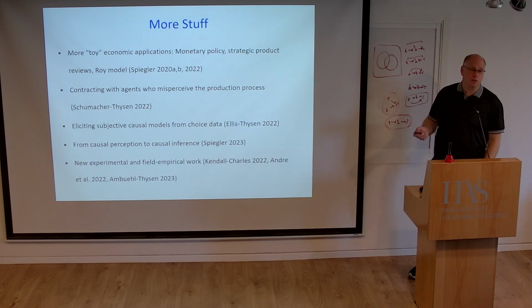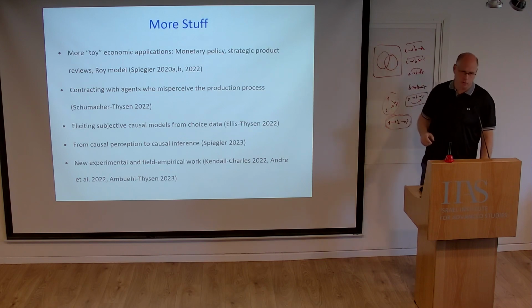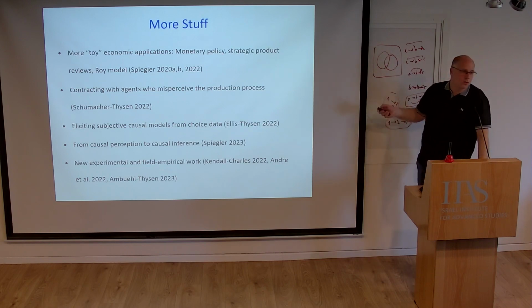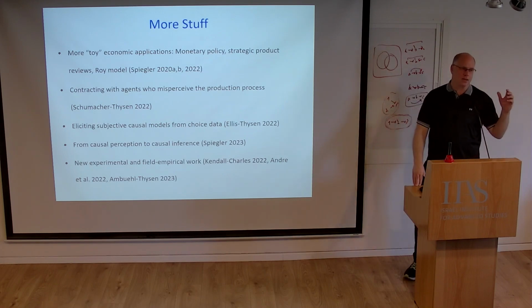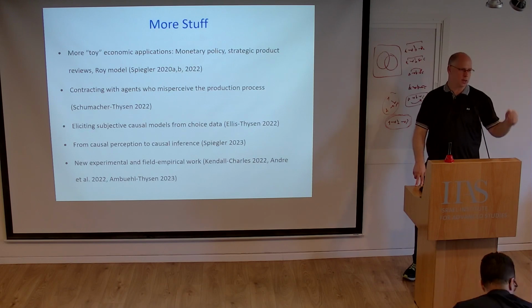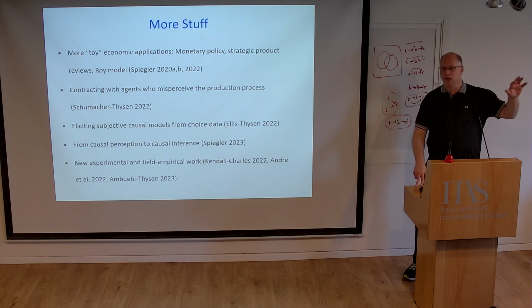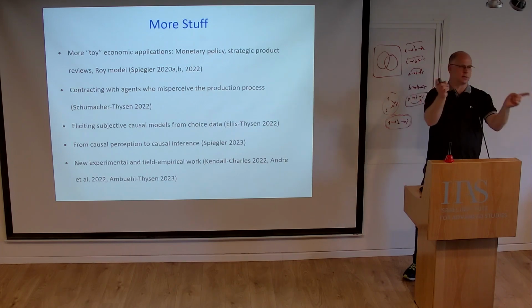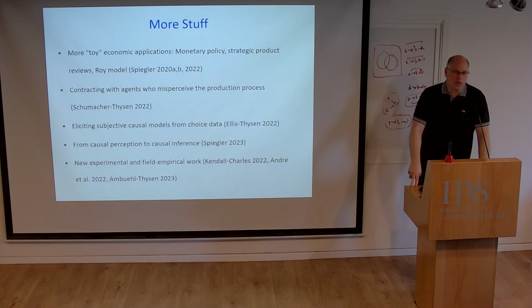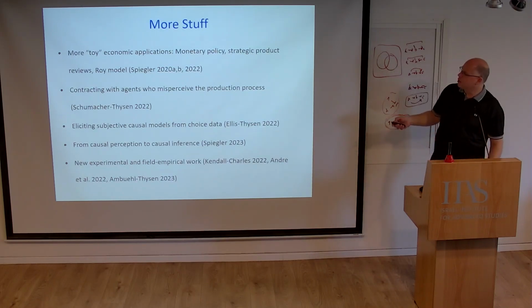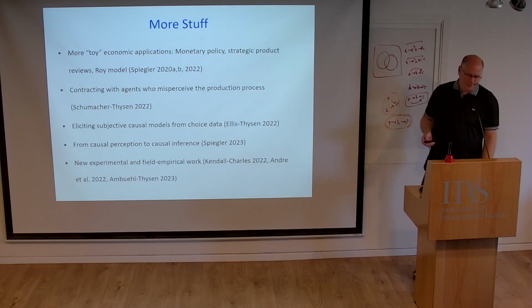More stuff that I didn't have time to talk about. In terms of application, one of my favorite applications, but also a frustrating application because I wasn't able to go as far as I wanted to, was to apply that to monetary policy, where the idea is that you have a central bank and the private sector, and the private sector doesn't get the Phillips curve right. It inverts the causality. There's a true Phillips curve, and there's a misspecified Phillips curve that inverts the relation between inflation and unemployment, for example. So I have a Mickey Mouse example of that in a couple of papers.